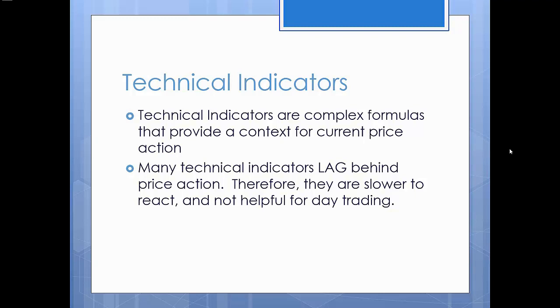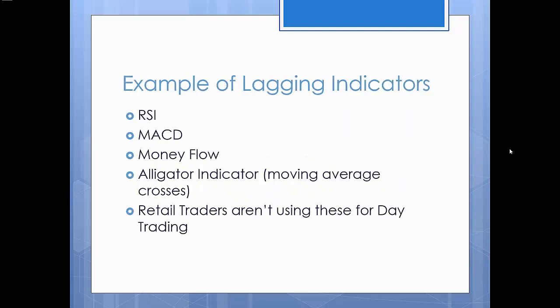And it's also worth noting that technical indicators lag behind price action. They get their information from the candlesticks. And so it takes a little bit of time for most of these indicators to form their signals. So, whether it's a 5 minute delay or a 10 minute delay or just a minute delay, they're usually lagging indicators. Okay, so an example of a few lagging indicators would be the relative strength index, MACD, money flow, the alligator indicator, which is just a moving average crossover.